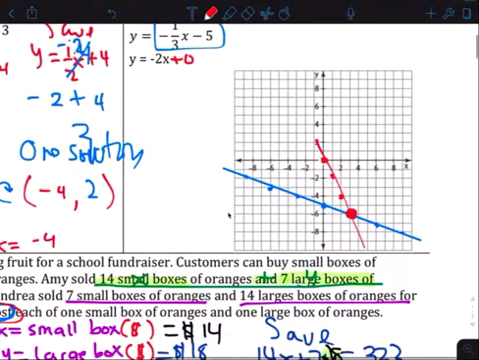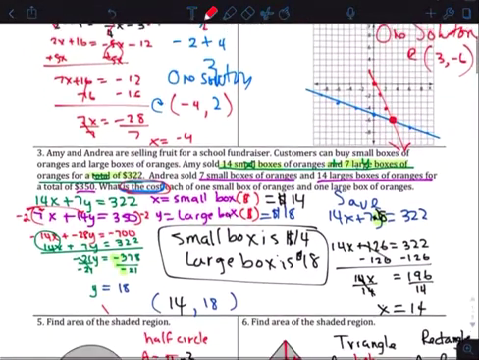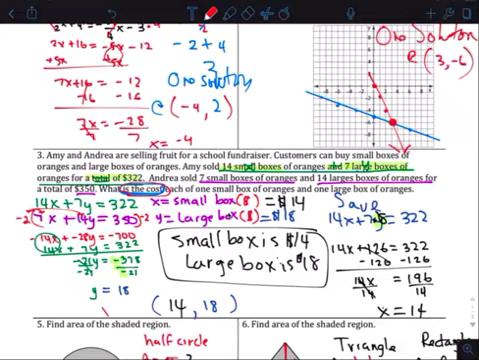I'm going to go ahead and stop there. This is one solution. Or you can write the solution as (3, negative 6). Okay, and then most classes I did this one.